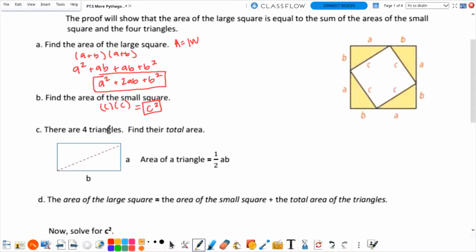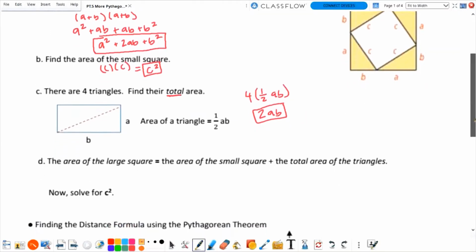Okay, now it says there are 4 triangles. Find their total area. So we're not just trying to find the area of one triangle, but the area of all 4 of these triangles. So if the area of our triangle is 1/2 AB, but we have 4 triangles, it's going to be 4 times 1/2 AB. And anytime you multiply by a fraction, you are basically dividing. So what is 1/2 of 4? That is 2. So 2AB.